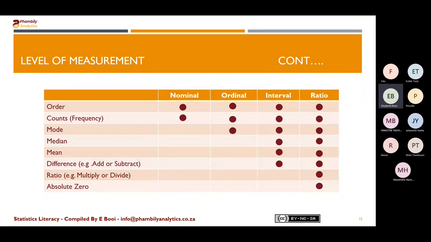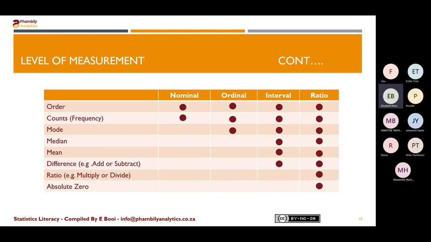What does the mode mean? The mode is the most appearing number. So in the ordinal, yes, you can. In interval and all sorts. Median is the middle value. You can only calculate the median with numerical values. The mean you can only do with the numerical values.